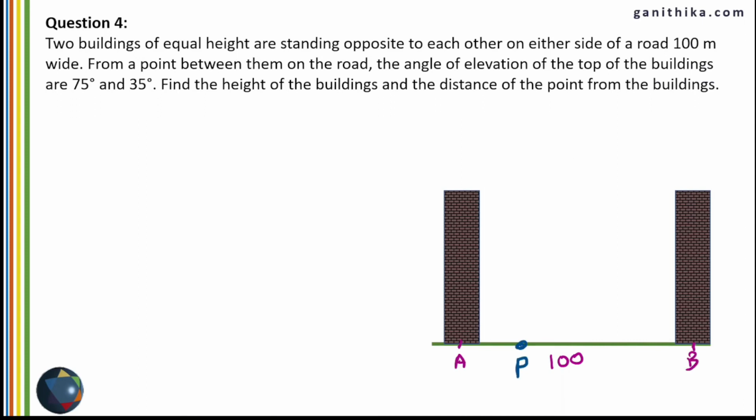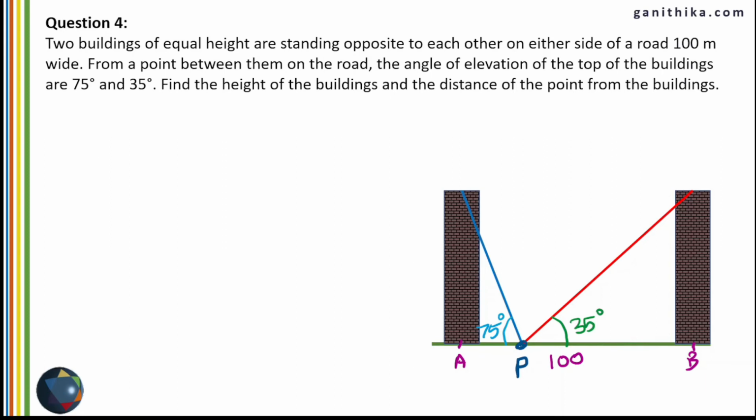Be careful not to mark this point P exactly in the middle of A and B. Don't mark it in the middle of A and B. Mark it on either side, closer to A or closer to B, so that you will have a more appropriate diagram. So the angles of elevation of the top of the buildings are 75 degrees and 35 degrees. So from the point P to the top of the buildings, you will get 75 degrees on one side and 35 degrees on the other side.